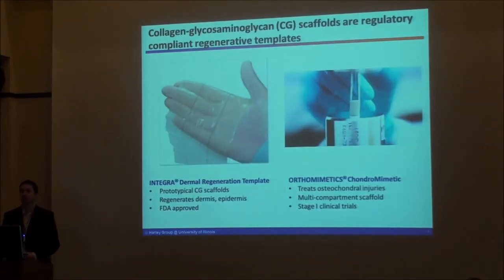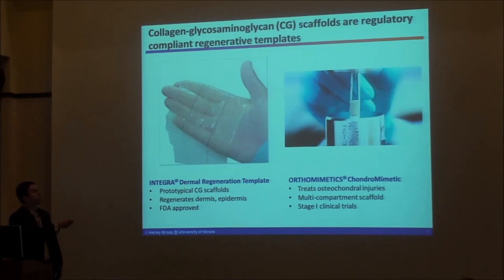So the material that we use in our lab primarily is the collagen glycosaminoglycan, or CG scaffold. So these scaffolds are regulatory compliant materials. They've been around for about 30 years. The prototypical CG material is this material on the left here, the integra dermal regeneration template. So this has been around, like I said, for about 30 years. It's been in the clinic for about 20 years, I think. It's FDA approved. It's been implanted into about 100,000 patients, primarily burn victims, people like that.